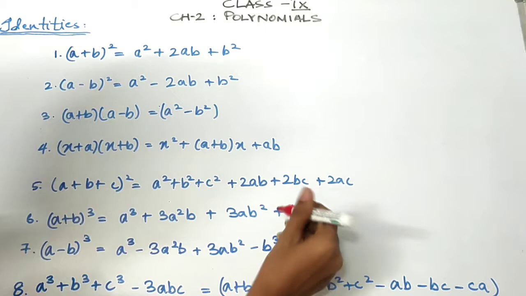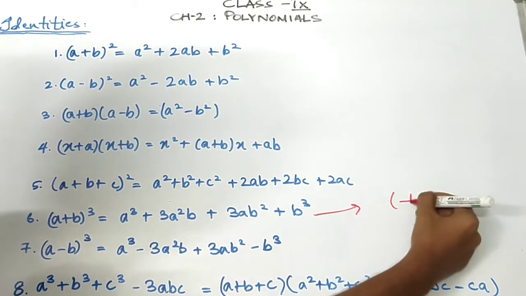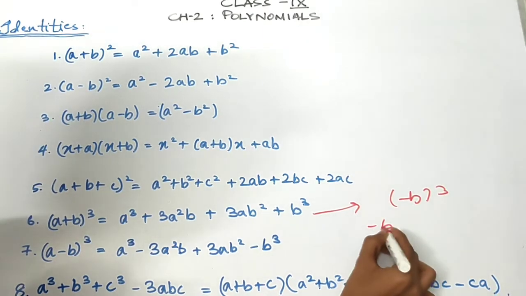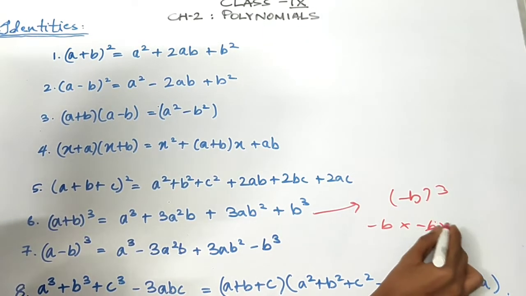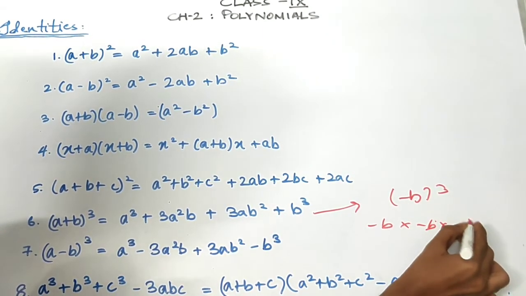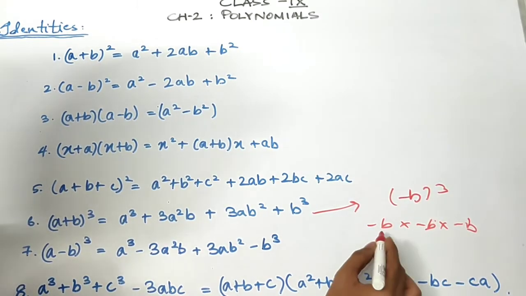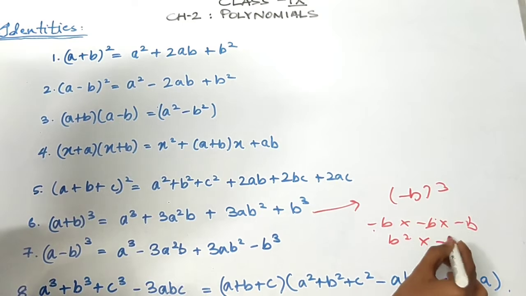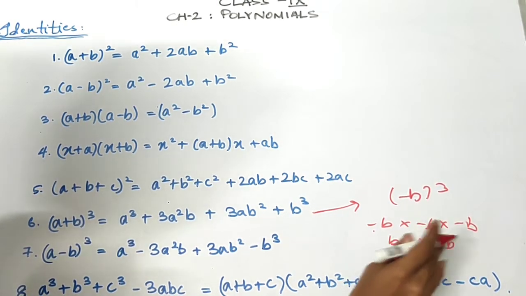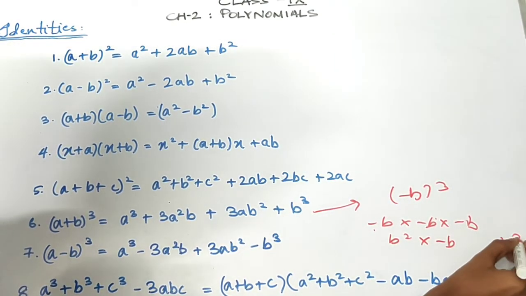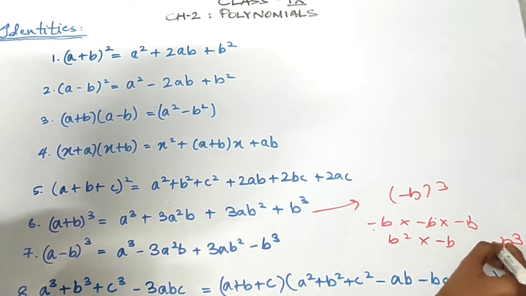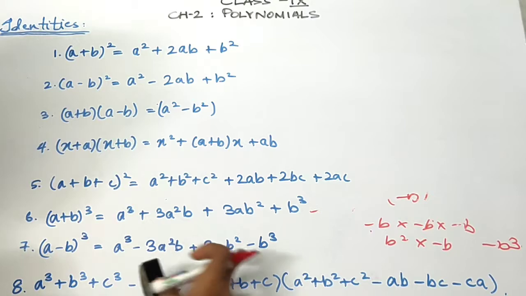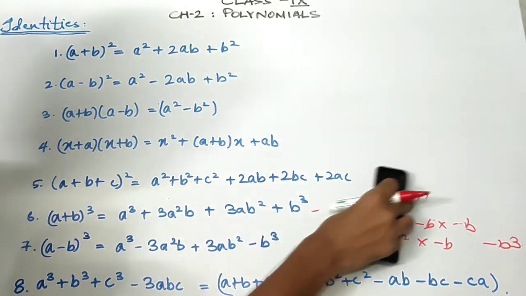So what will happen? Over here you are substituting (minus b) the whole cube, which would give me minus b into minus b into minus b. What does this in turn give me? Minus b times minus b will give me plus b square, times minus b. What would this give me? B square times b would give me b cube, but a minus is there, so plus times minus would give me minus. So minus b cube is the final output.